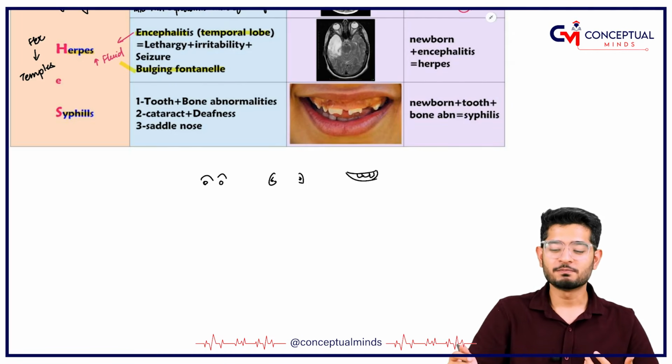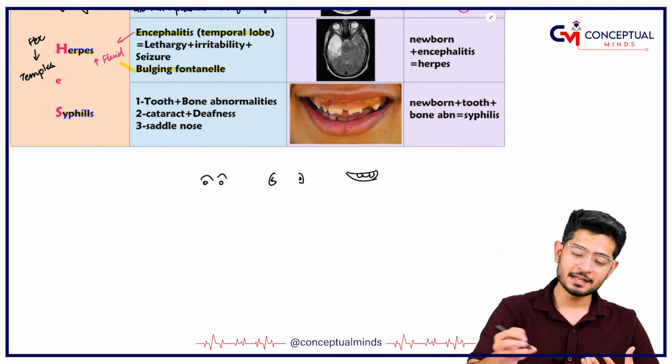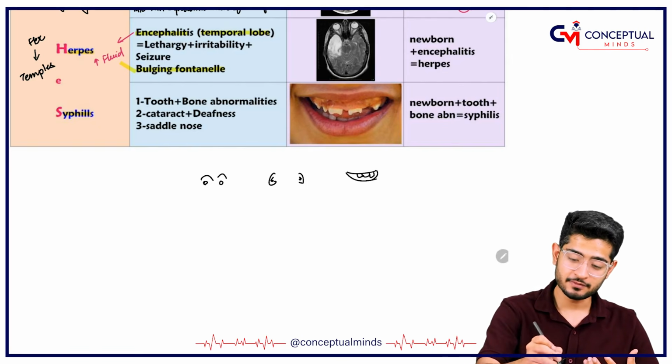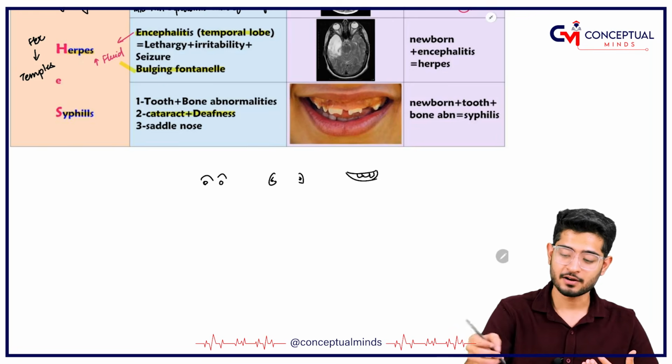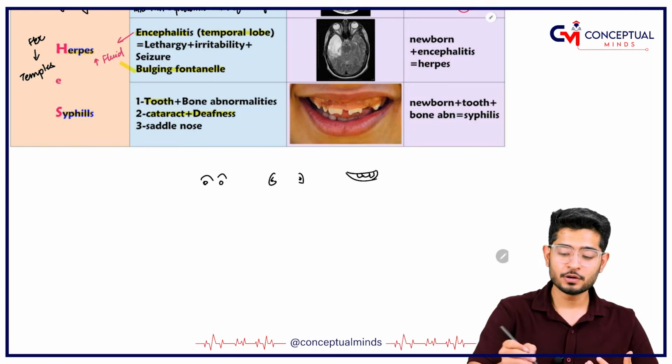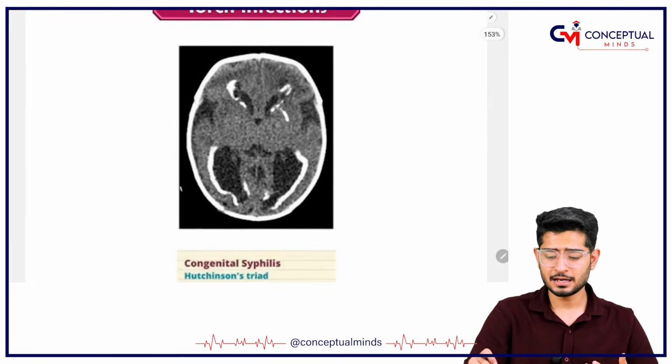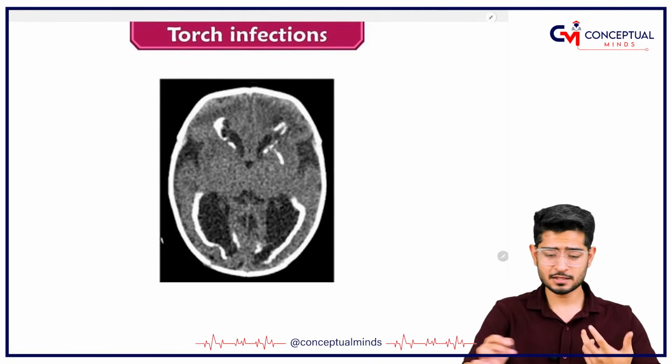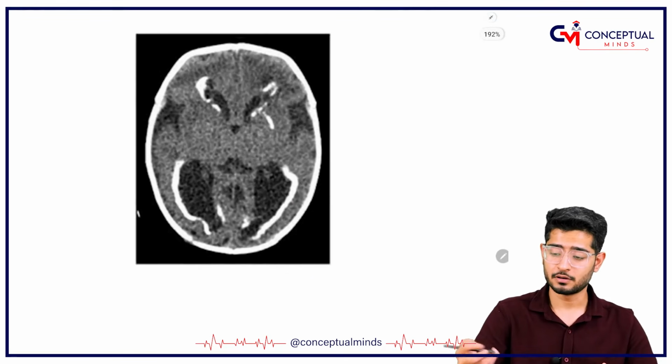Okay, so simple things. Eyes means it has got a deafness. Ears, it means it has got cataract. Face, it has got the tooth and the bone abnormalities, and that's why on the nose you will see a saddle shaped nose. Of course other things are also going to be there. I'll teach you one by one. So just a quick revision of whatever we have studied till now.